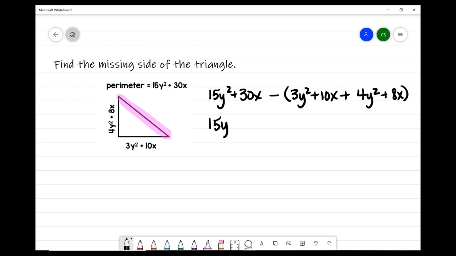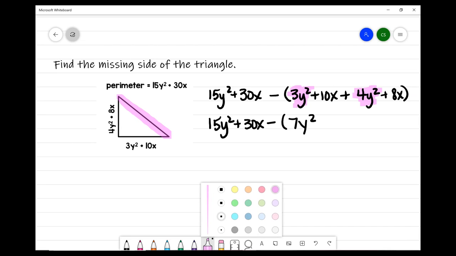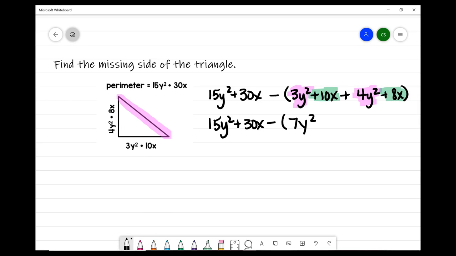So 15y squared plus 30x. My like terms on the inside are 3y squared and 4y squared, which gives me a 7y squared. My other like terms inside my parentheses are a positive 10x and a positive 8x. So that gives me a positive 18x. Now I'm going to distribute the negative. You could have done it before, so that's why I said we can do it one of two ways.